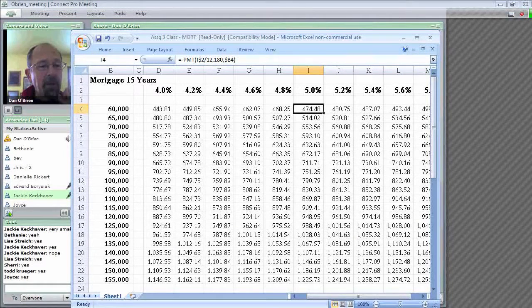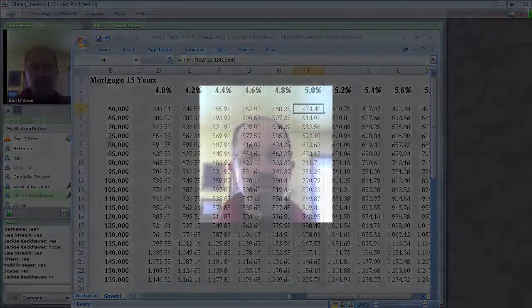How to do the payment schedule? This has helped me myself when I've done my own refinancing and I've looked at 15-year versus 30 years. I'll look at the payments and I'll know how much it's cost me.